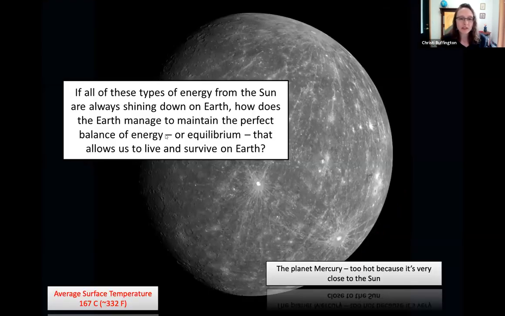So if all of these types of energy from the sun are always shining down, again, that question that we want to explore is, how do we get this perfect balance of energy that allows us to live? We can't live on Mercury. It's hot because it is too close to the sun, and it absorbs that visible light and makes it hot. The average temperature on Mercury is 167 degrees Celsius.